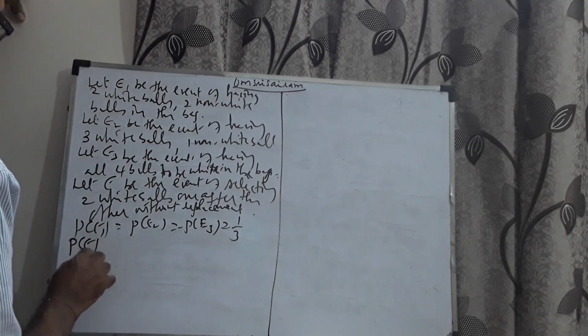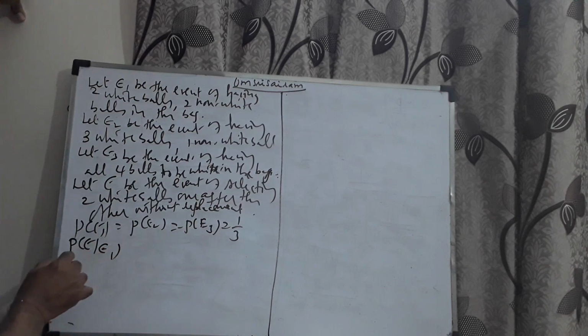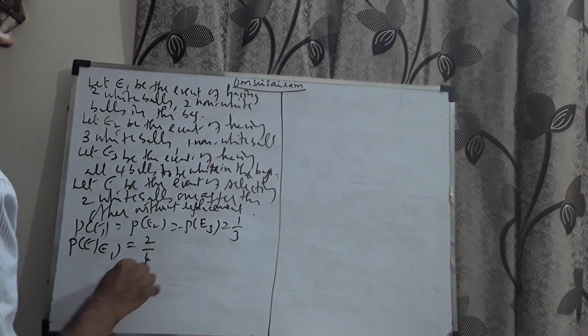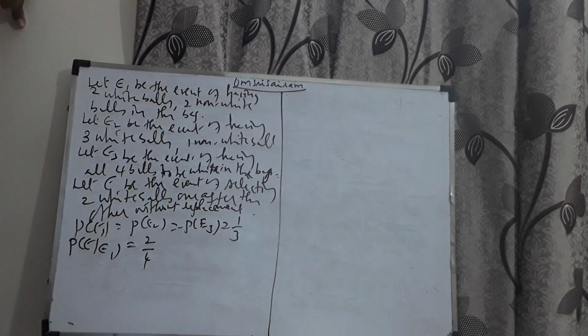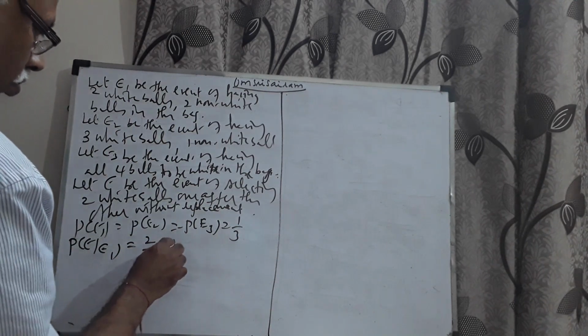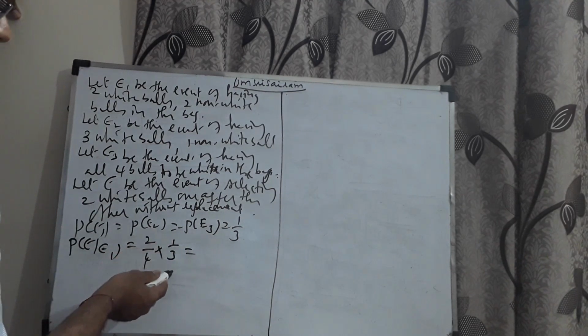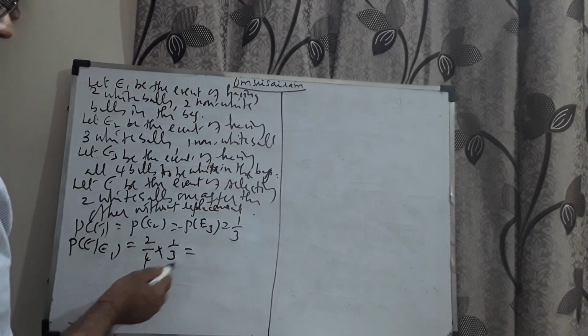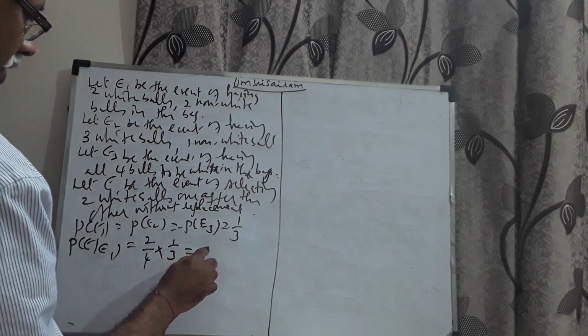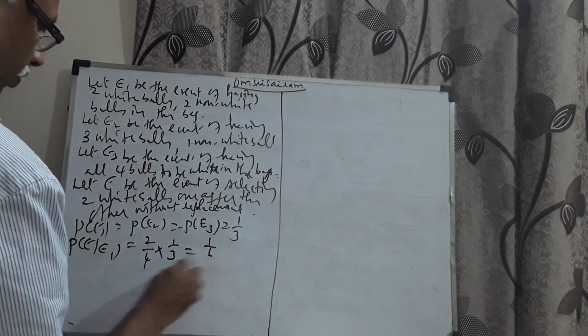Now P of E given E1, from the first situation I'm getting 2 white balls. Initially the selection of a white ball is 2 by 4. The chosen ball is kept aside, so the number of white balls gets reduced to 1. The number of balls gets reduced to 3. Therefore it is reduced to 1 by 6.